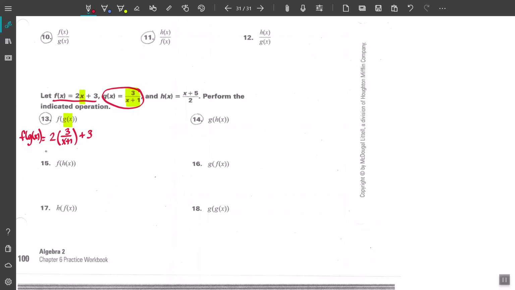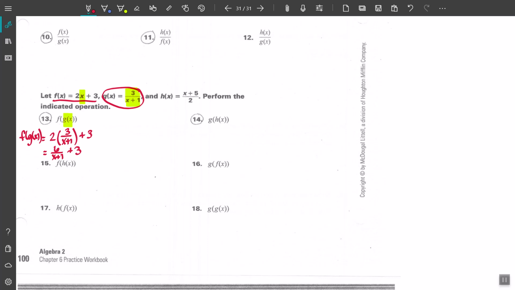So we'll multiply the 2 and the 3 together. Okay, so I'm just multiplying. 2 is really over 1. So I'm multiplying the numerators and the denominators together, and I end up with this.